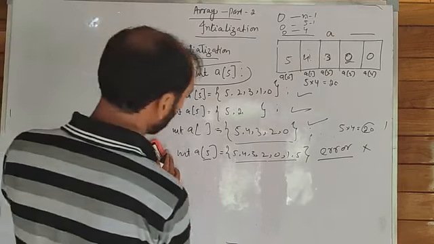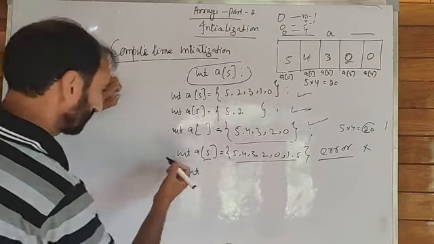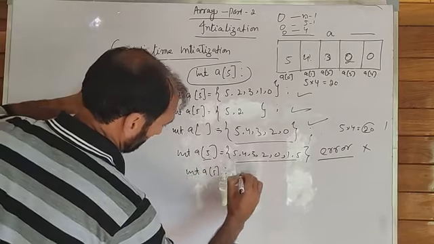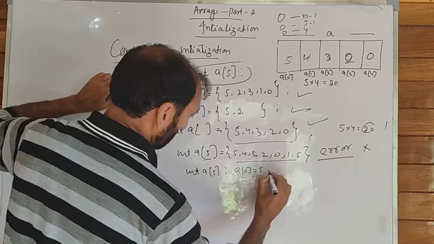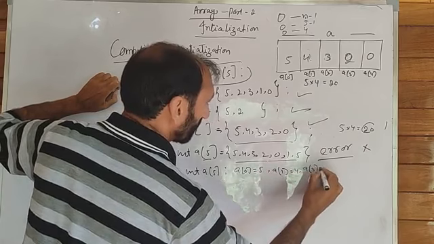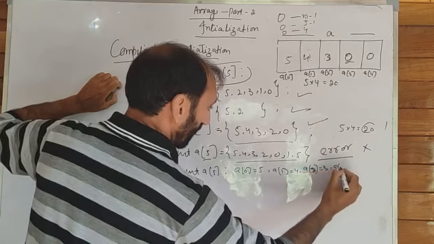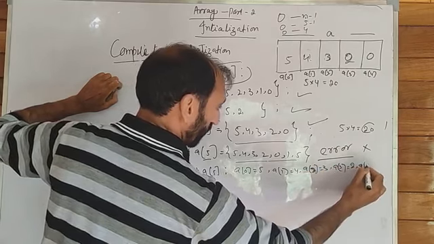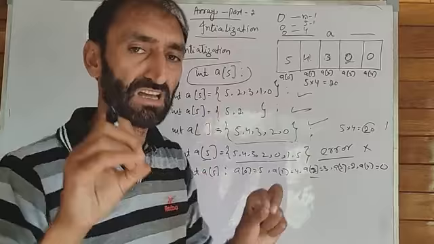Initialization... int a[5]. For example, you can declare it like this: a of 0 equal to 5, a of 1 equal to 4, a of 2 equal to 3, a of 3 equal to 2, and a of 4 equal to 0, and this is correct, but it is not the best way, it is not a good way of initialization.